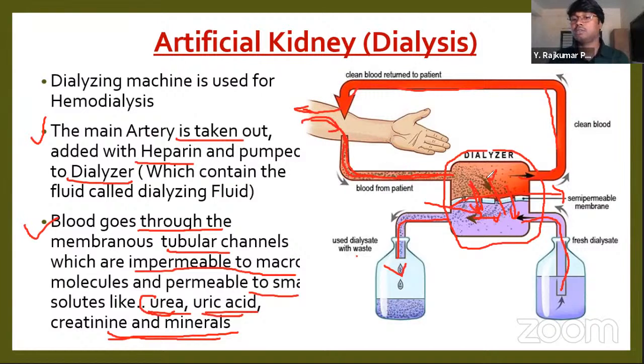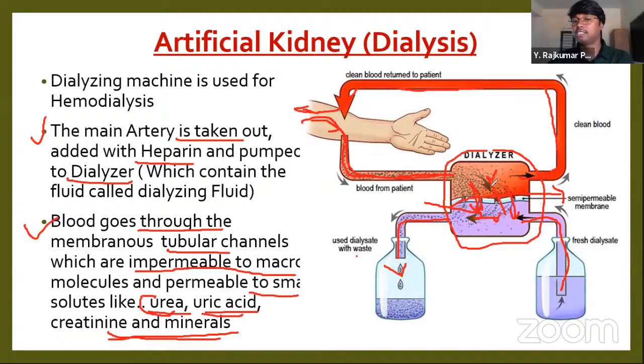We are sending the blood to the dialyzer. The dialyzer has the concentration gradient for only waste products. Due to this concentration gradient, waste comes to the dialyzing machine, and whatever clean blood is there is again sent into the patient with the help of a vein. This is how dialysis takes place.